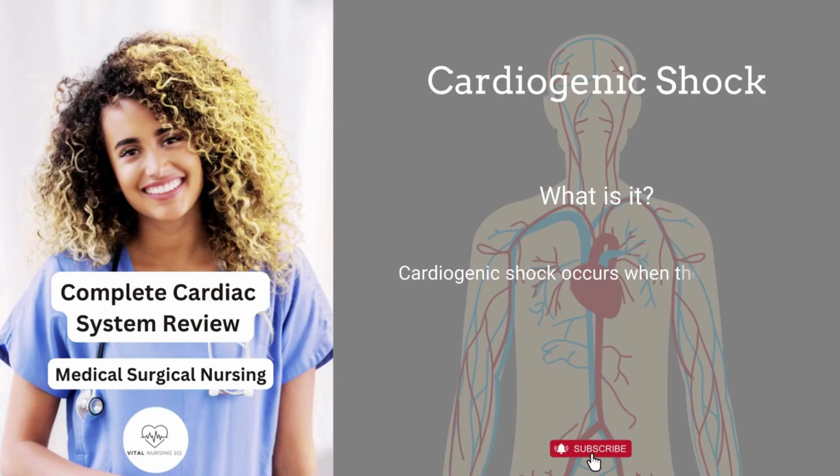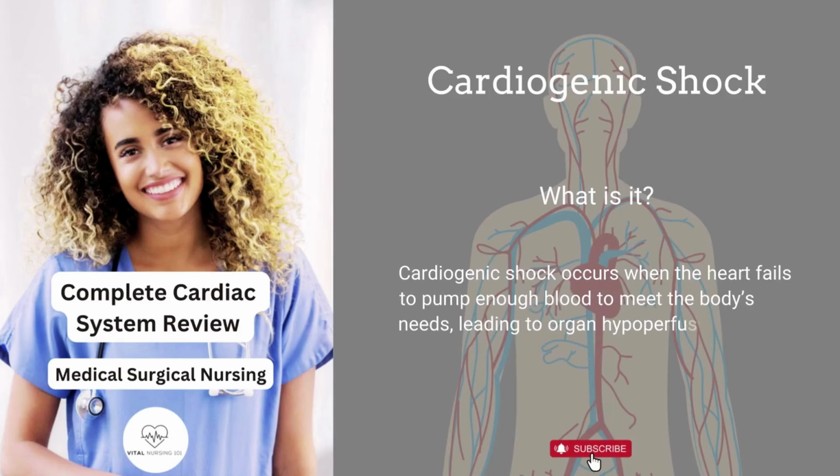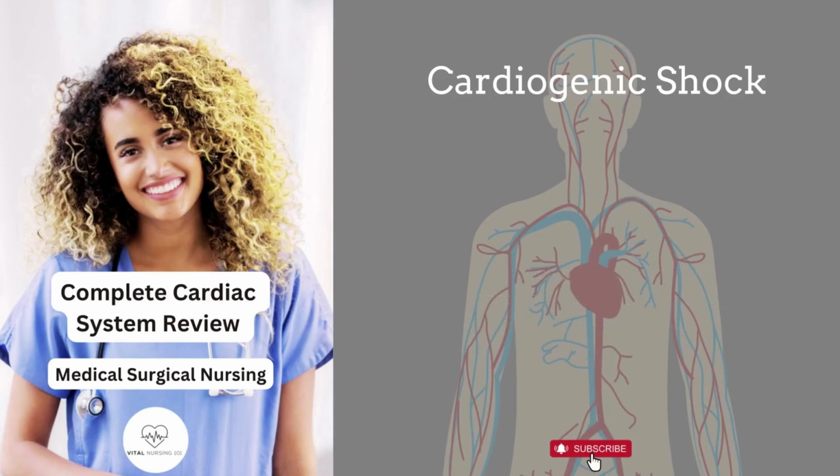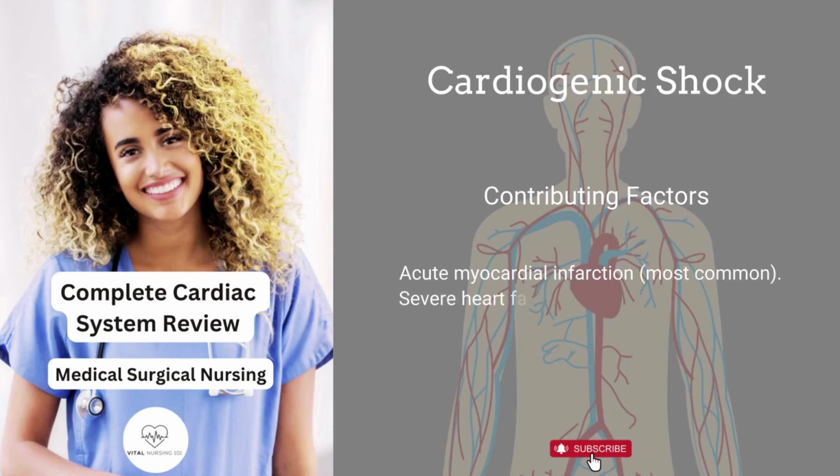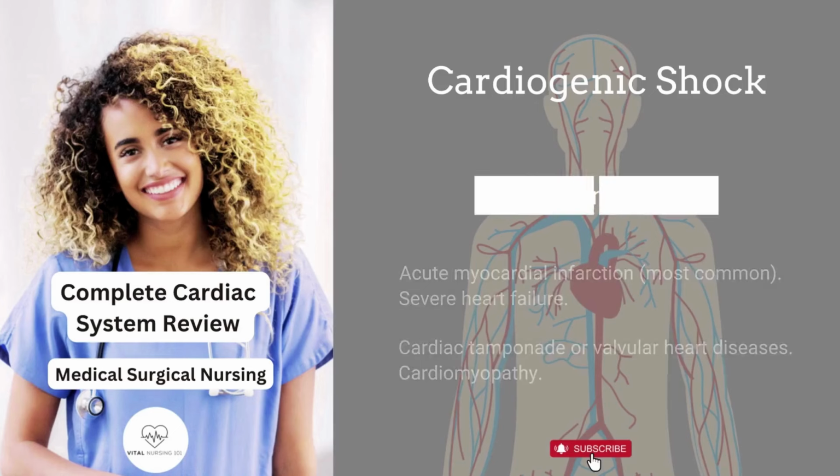Cardiogenic shock. Cardiogenic shock occurs when the heart fails to pump enough blood to meet the body's needs, leading to organ hypoperfusion. Contributing factors are the following: acute myocardial infarction, which is the most common severe heart failure, cardiac tamponade or valvular heart diseases, and cardiomyopathy.